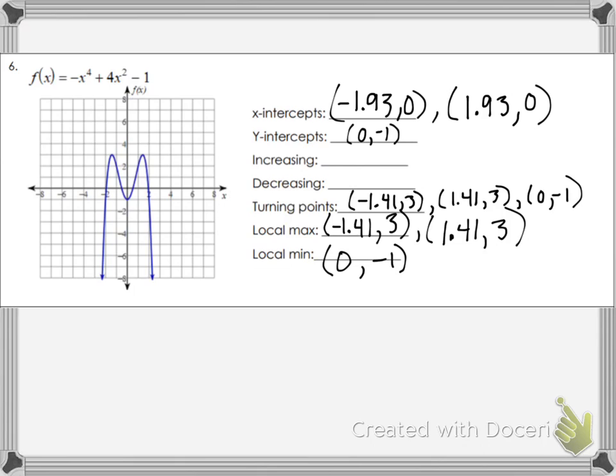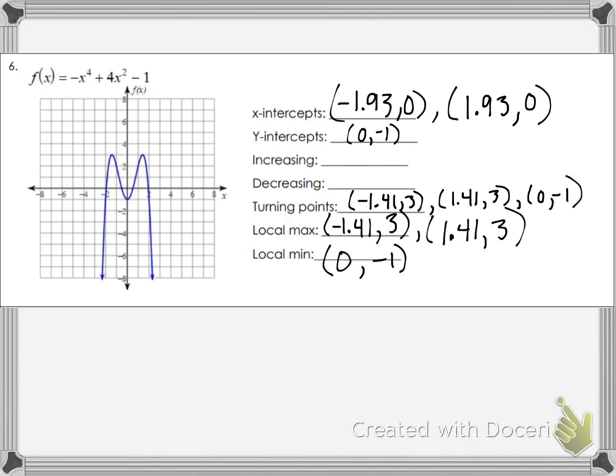Negative 1.41. Or, no. 3. Looking at our x values here, is 3 one of our x values? No, it's not. What are our x values for our turning points? Because our turning points are going to be part of our intervals, because remember, at our turning points, that's when it switches from increasing to decreasing. So what are our x values?